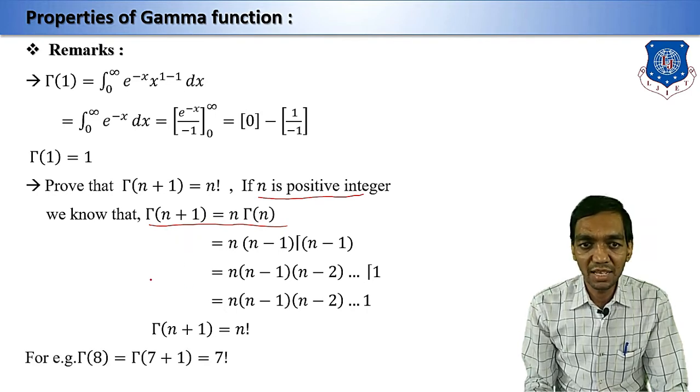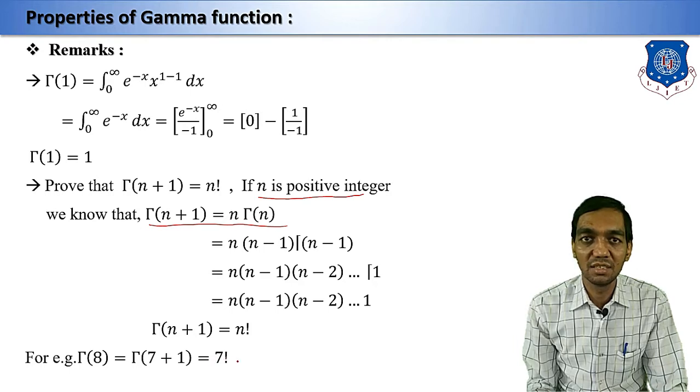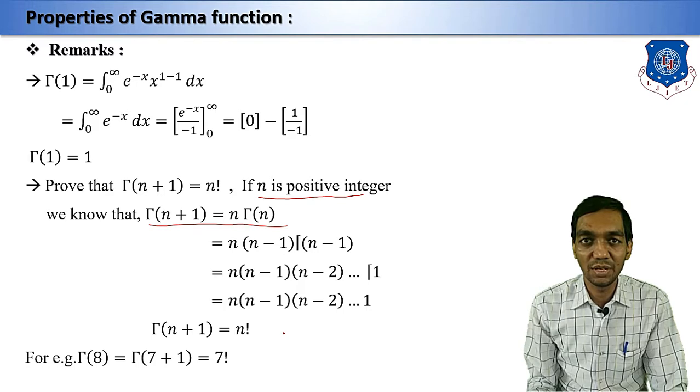Now the example we have written is gamma 8, that means gamma of 7 plus 1. If you use this property, it is 7 factorial. So gamma 8 has a value 7 factorial. In the same manner, if you write gamma 4, then it will be 3 factorial.